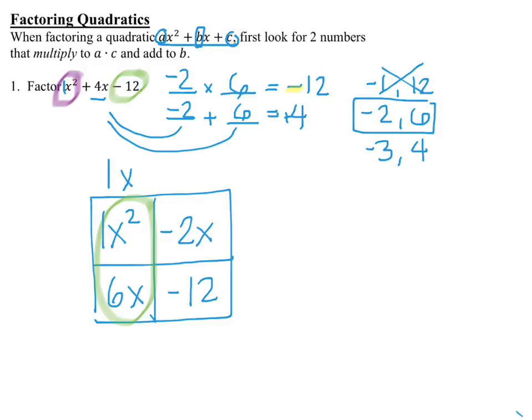I'm going to come over now to this next column. I'm going to look and see, well, what's the biggest thing I can divide both 2 and 12 by? Well, 2 I can divide by 1 and 2. 12 I've got 1 and 12, 2 and 6, 3 and 4. The biggest number that's in both of those lists is a 2. So I'm going to bring the 2 up.